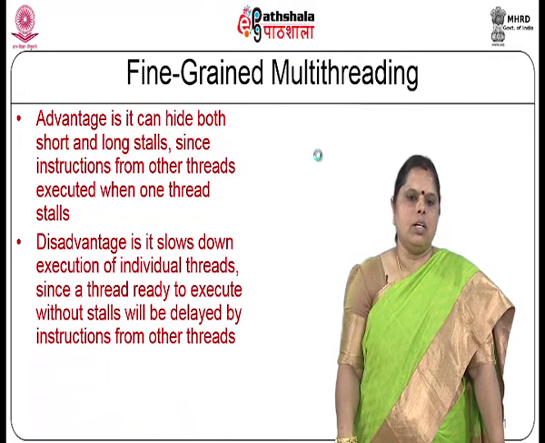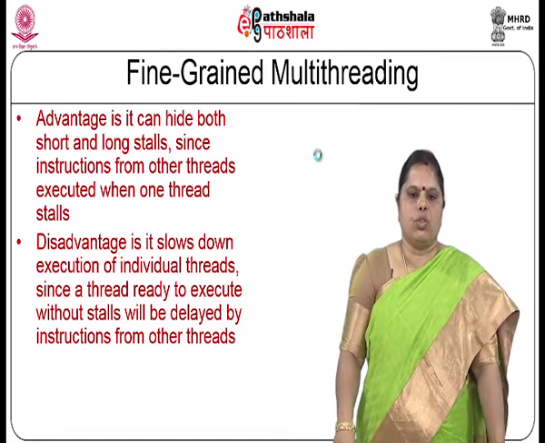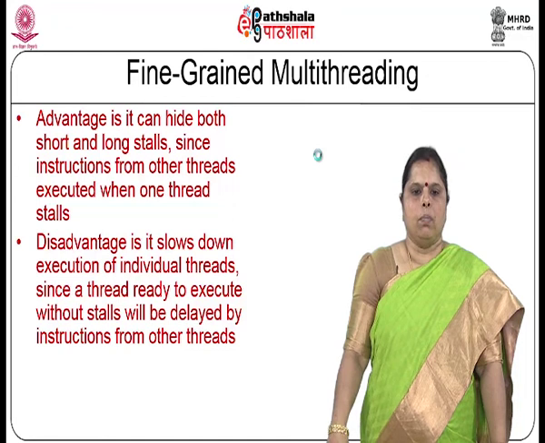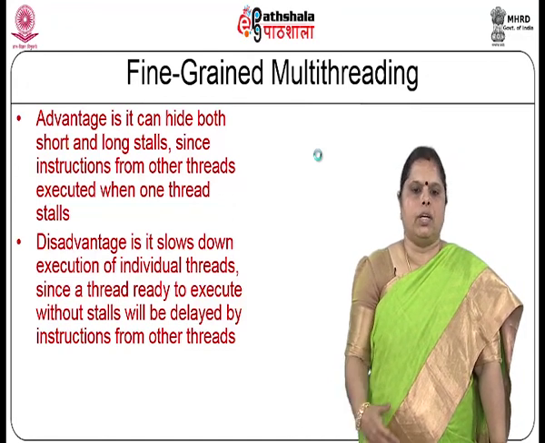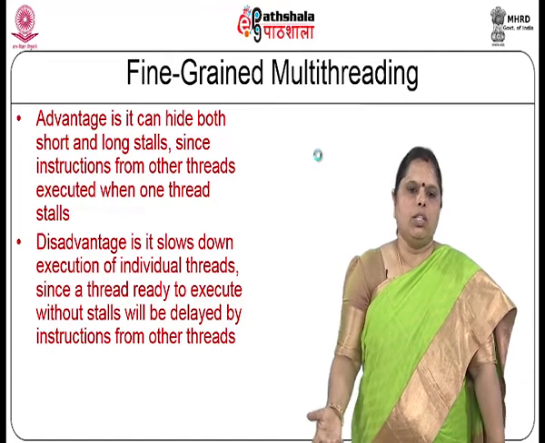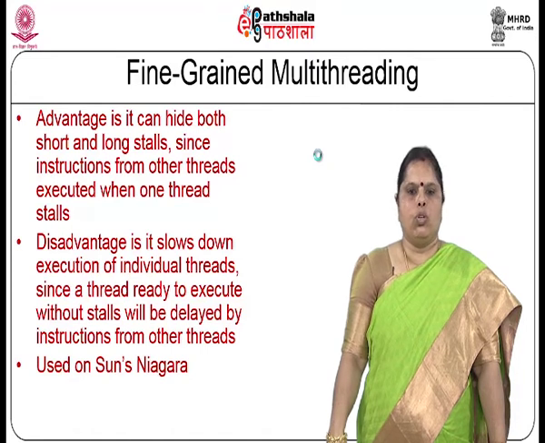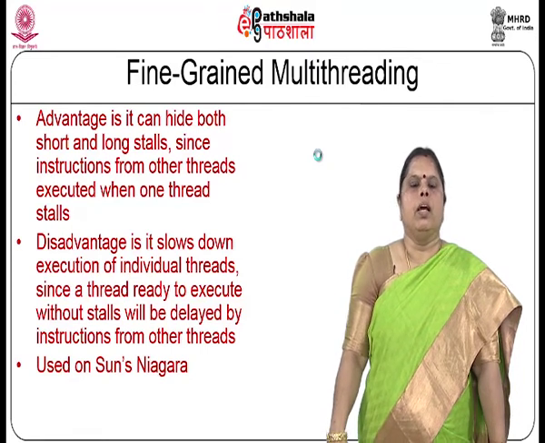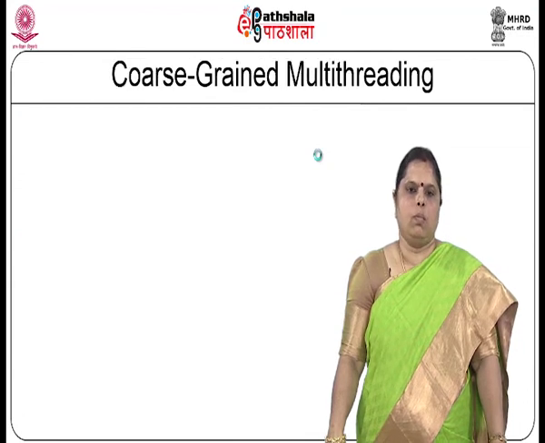But the disadvantage, of course, is that it slows down the execution of individual threads, because even though the thread is available for execution, you do not run it to completion. You just skip the thread and switch to a different thread every clock cycle. So even though the thread is ready for execution, it might get delayed. And fine-grained multithreading is the concept that is used in Sun's Niagara processor.